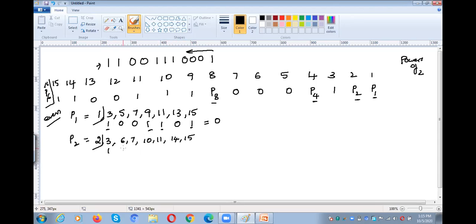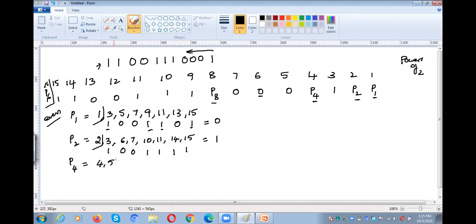So we need to discard the second position and then write down the values: 3 is 1, 6 is 0, 7 is 0, and then 10 is 1, 11 is 1, and then 14 is 1, 15 is 1. So number of ones: 1, 2, 3, 4, 5. It is an odd number of ones, so the parity is 1. We need to make them even. 5 is an odd number, so we need to make them even. So the parity bit is 1. And then you need to calculate for P4.